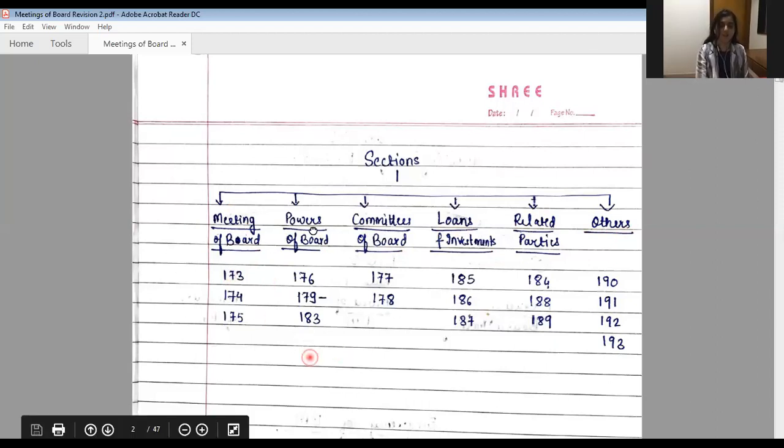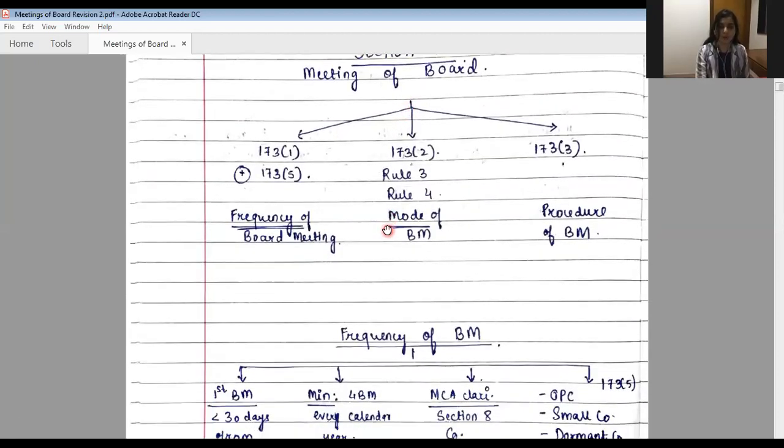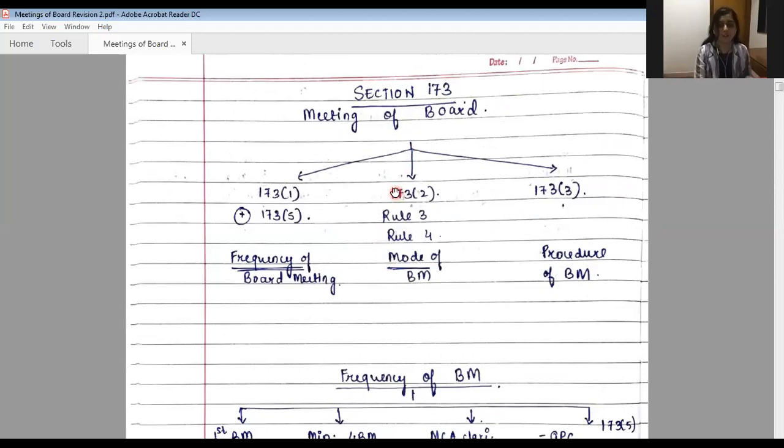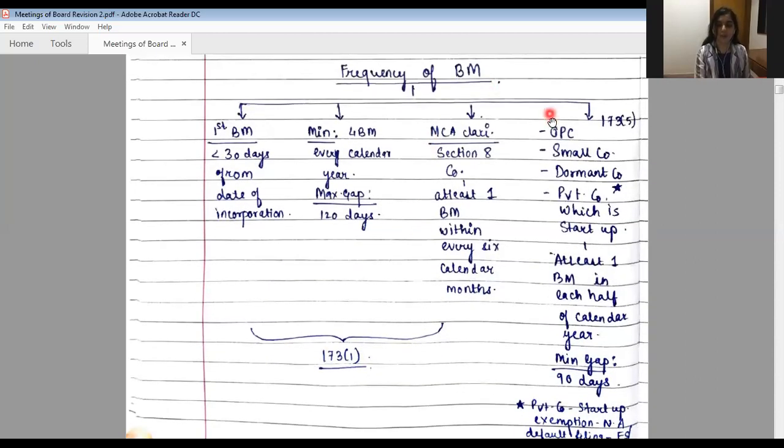Now the first section we'll look into is section 173, that is meeting of board. First we'll divide the section into 3 parts. That is section 173 subsection 1 and section 173 subsection 5, which deal with frequency of board meeting. The next is section 173 subsection 2, read with rule 3, read with rule 4. We'll see mode of board meetings. Then next is section 173 subsection 3, that gives us procedure of board meeting. Now first we'll see frequency of board meetings.